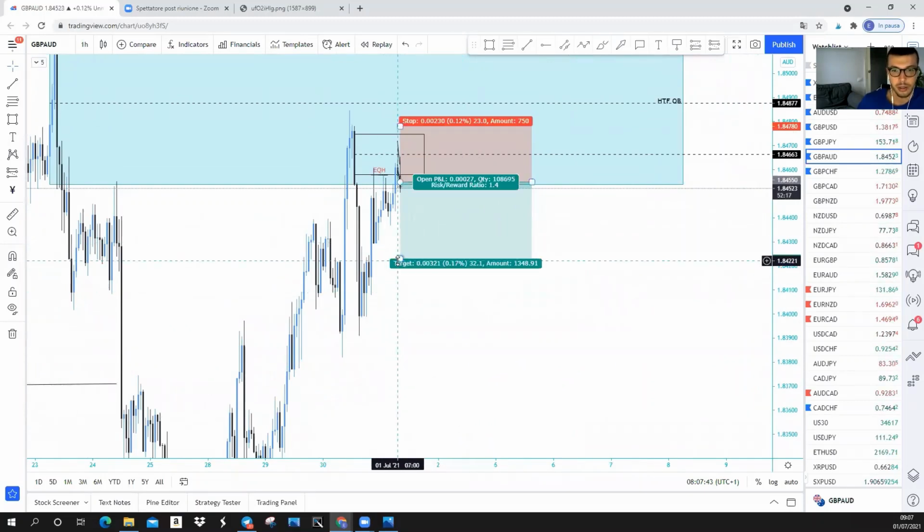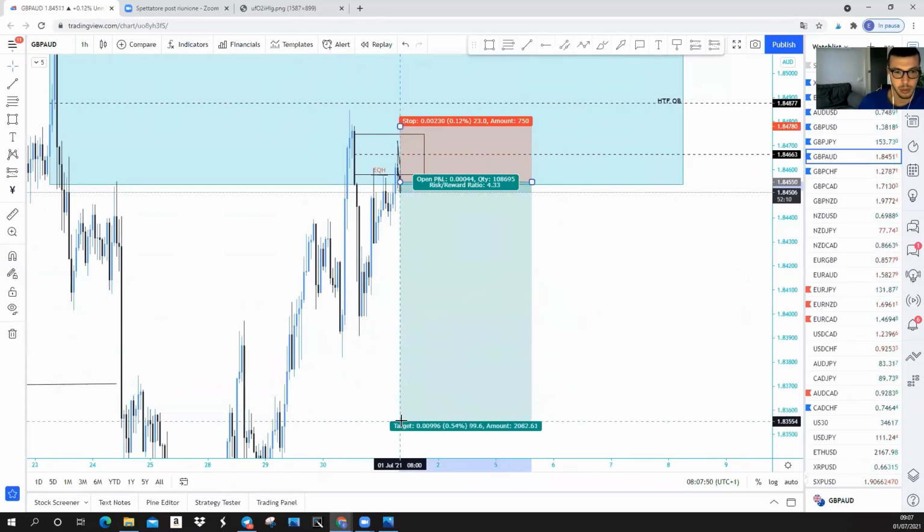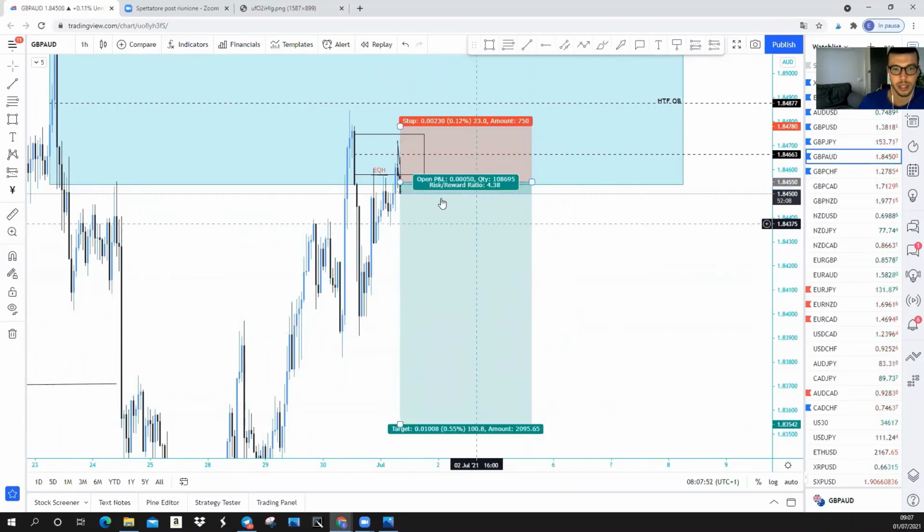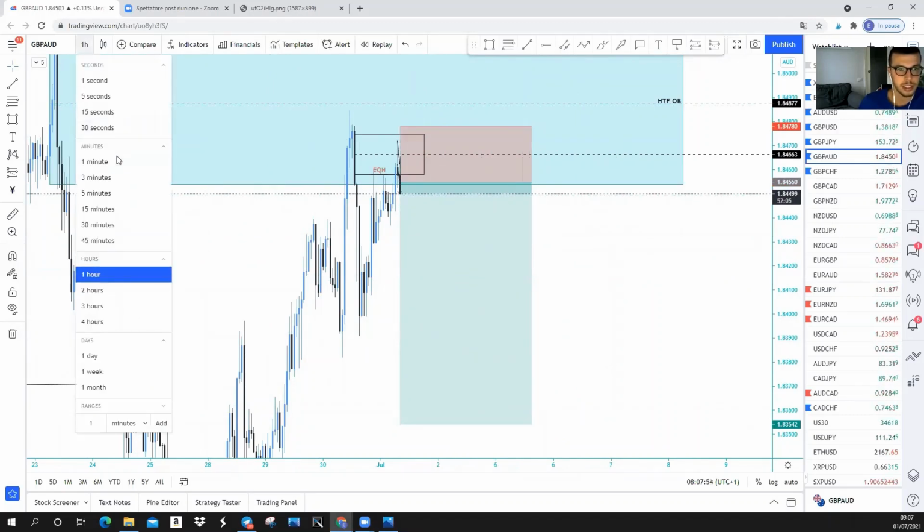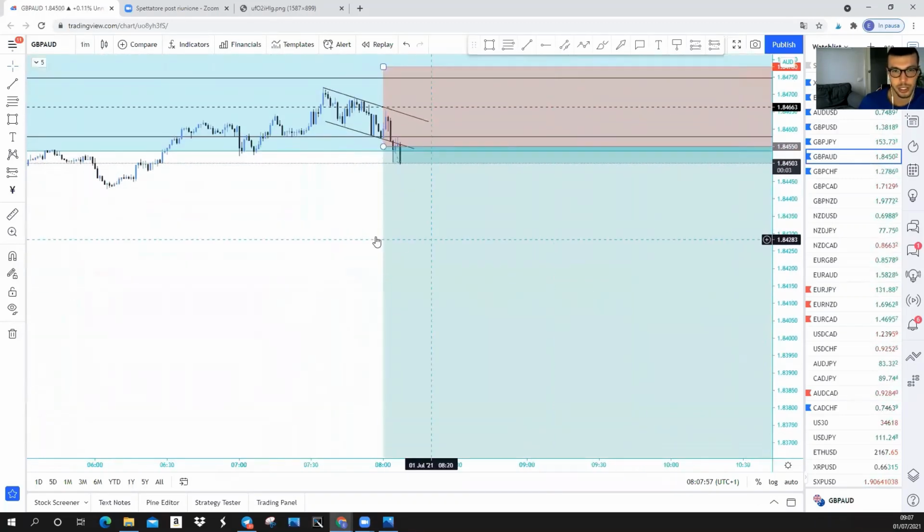We have 1 to 1.5 if we are targeting this demand. We are dropping fast, right? And we will target the lower demand. Okay, that's crazy. We're dropping fast. It's time to enter, guys. I will enter this trade.